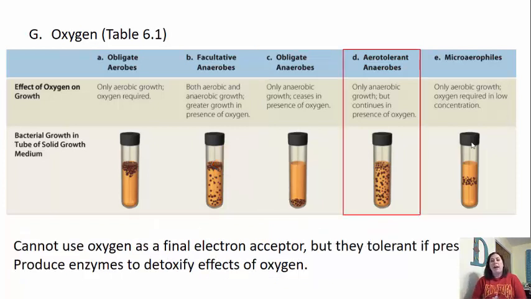The next group are the aerotolerant anaerobes. They're only anaerobic growth, but they can actually continue to grow in the presence of oxygen. So they will only be anaerobic, but oxygen doesn't bother them. They cannot use the oxygen as their final electron acceptor, but they can tolerate it being present in their area. They do produce enzymes that help detoxify the effects of that oxygen.